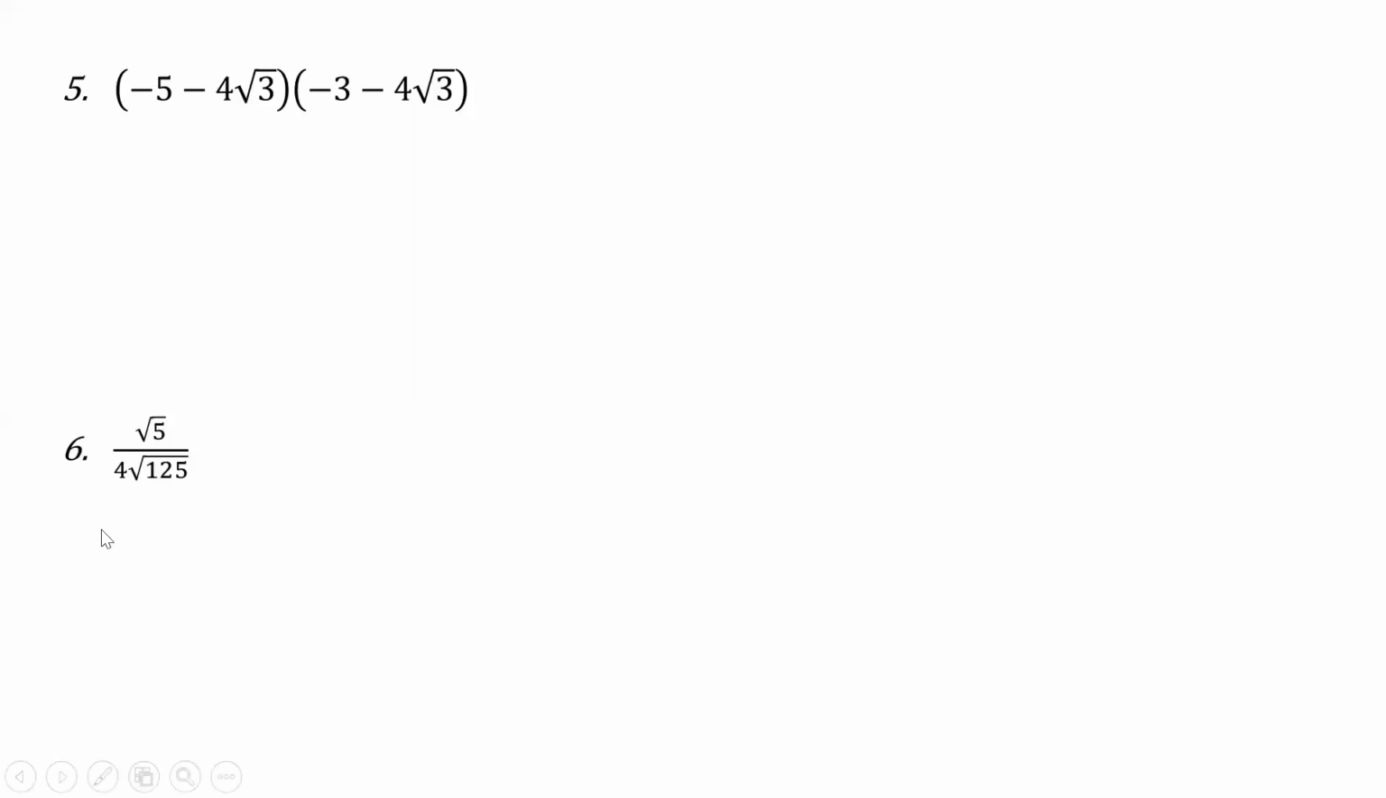All right, so same thing here. We're going to take the FOIL method. We're going to take first times first. So minus 5 times a minus 3, that's going to be a positive 15. Then we'll take the outer, so we have a minus 5 times a minus 4 radical 3, so that's going to be a plus 20 radical 3.